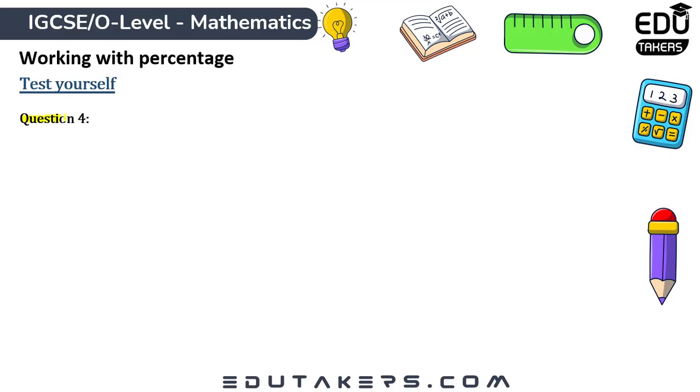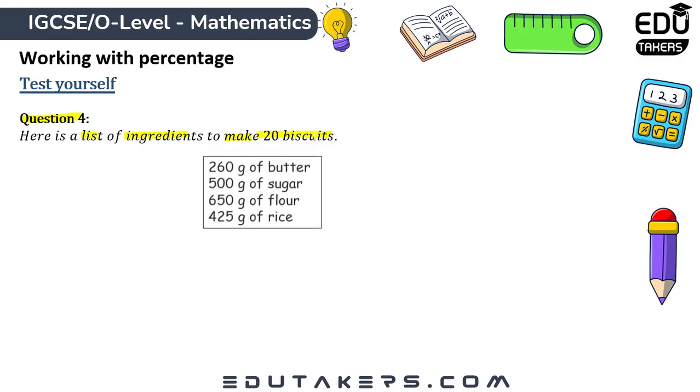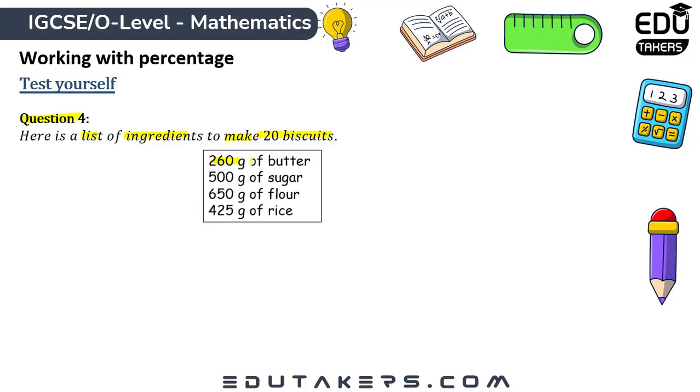Question number 4. Here is a list of ingredients to make 20 biscuits. 260 grams of butter, 500 grams of sugar, 650 grams of flour, 425 grams of rice. Find the mass of rice as a percentage of the mass of sugar. It's a 1-mark question.